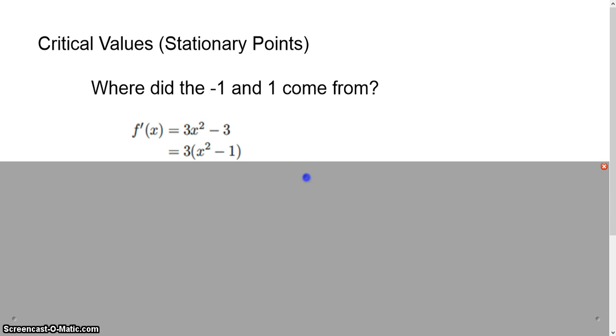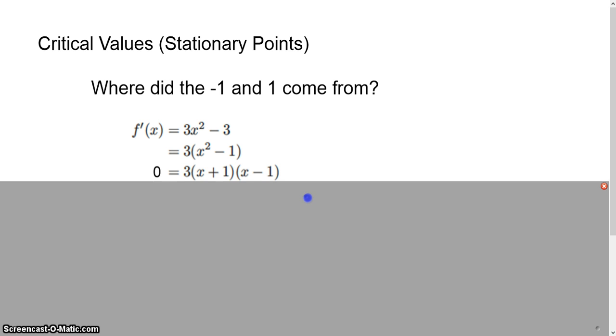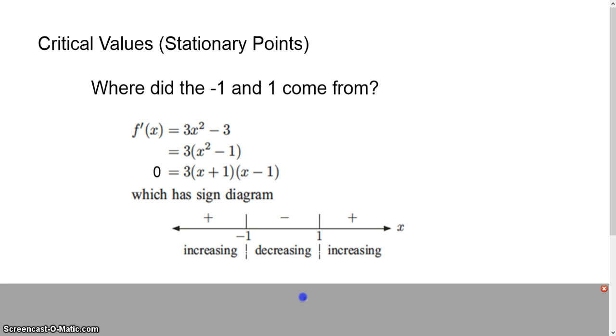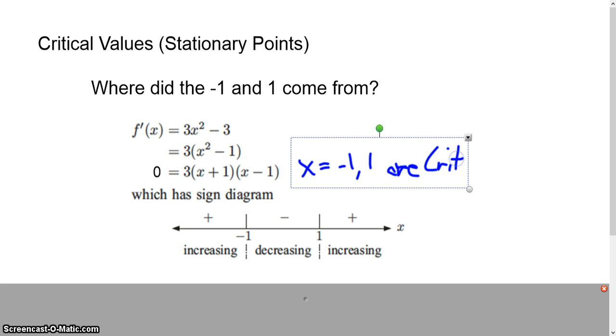So as you look here, if we look at our f prime of x, 3x squared minus 3, and we were to factor that and set it equal to 0, you can see that the values of x that would make it equal to 0 are -1 and +1. We already saw the sign diagram, but x equals -1 and +1 are the critical values.